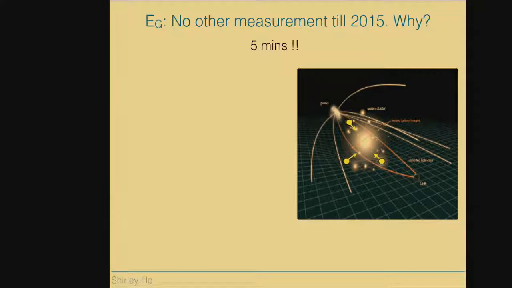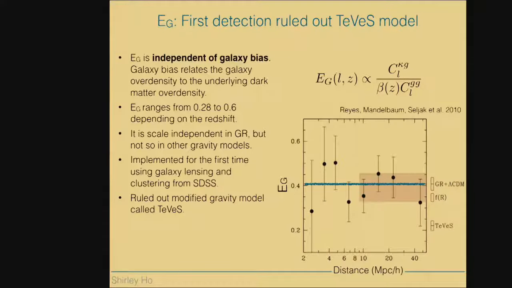Why do you think that's the case? Maybe you already know the answer. If you do, raise your hand anytime. Otherwise, have a quick, maybe not 5 minutes, 2 minutes discussion. So we have this amazing measurement that just ruled out the TeVeS model in 2010. Why was it not repeated till 2015? It combines gravitational lensing, galaxy clustering, and velocity measurements, which come from redshift-space distortions. Think about what you need to do that measurement.